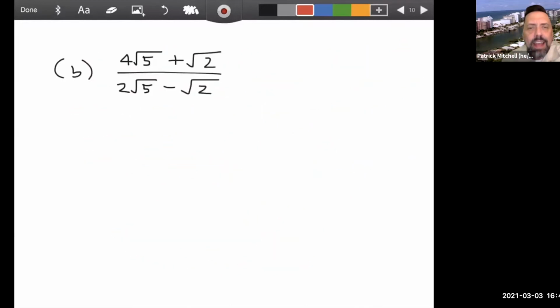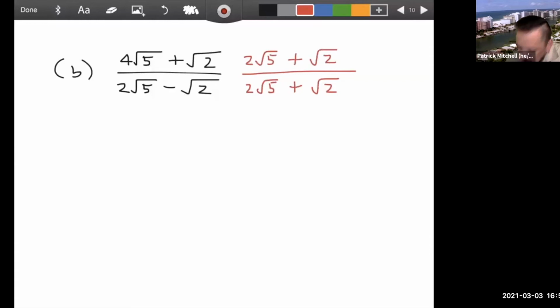All right, next we have this ugly thing. So we want to rationalize the denominator. So we're going to multiply the top and the bottom by the conjugate of the denominator, which would be 2 square root of 5 plus the square root of 2. Okay. Thinking about it now, I kind of wish that I had left another blank slide for this afterwards. So when I get to the bottom, I might have to erase the top. You've seen me do that before.